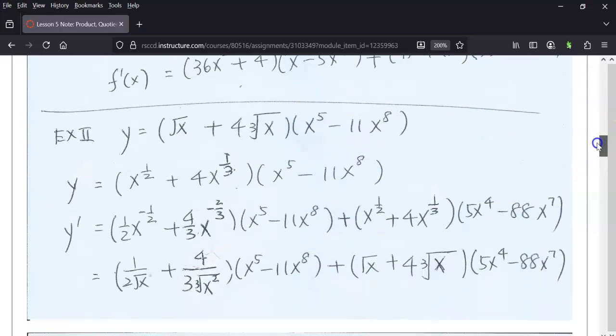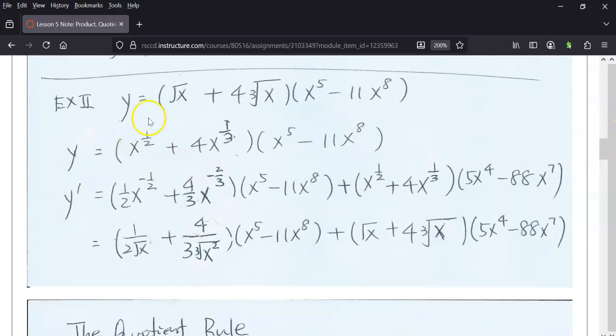Now let's look at another example. If y equals parentheses radical x plus 4 times cubic root of x, times parentheses x to the 5th power minus 11 x to the 8th power. Now, if you want to FOIL this out, it could get quite messy. So this is where the product rule will come in handy.